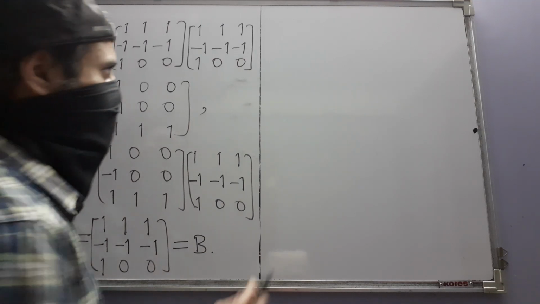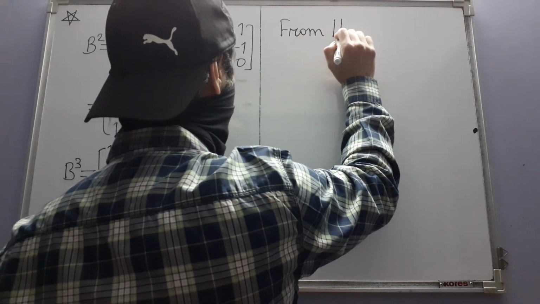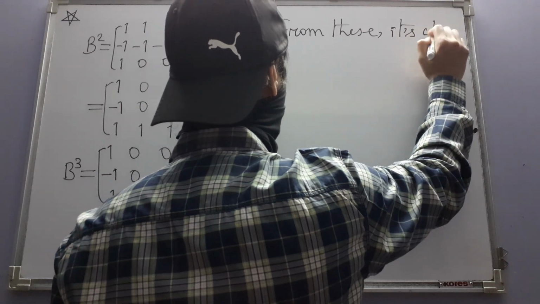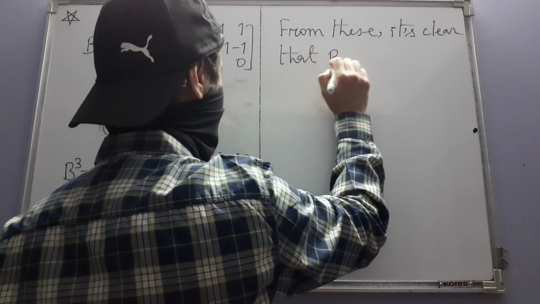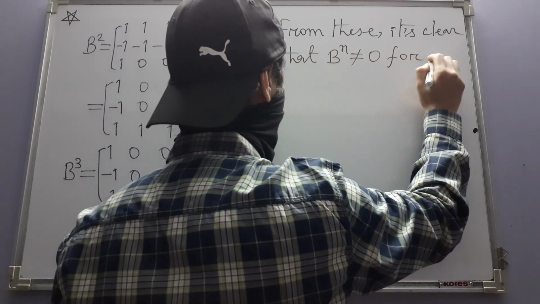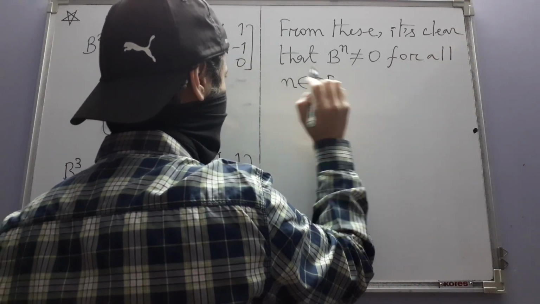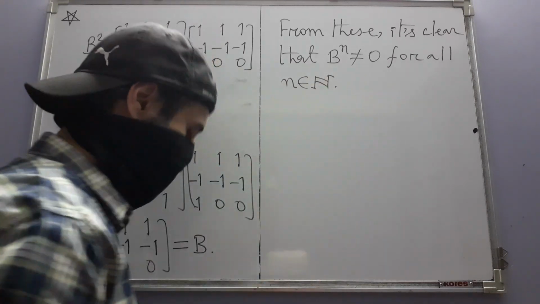That is why we write from these, it's clear that this is not equal to 0 for all positive integers n. Positive integers in this text are natural numbers for us. That's why we write this. n comes from the set of natural numbers.